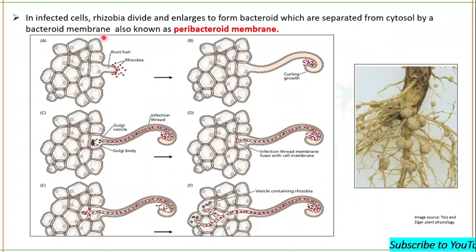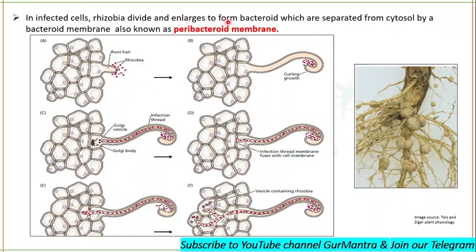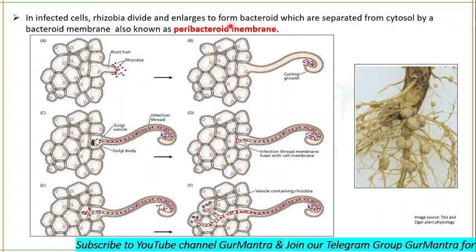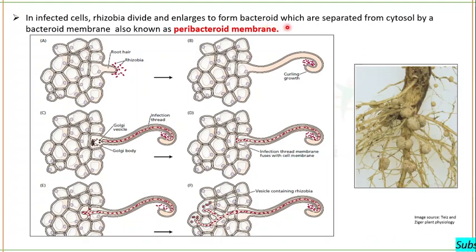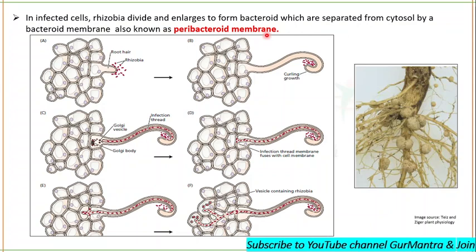Now, the infected cell rhizobium will also divide, and they will enlarge to form the bacteroid. These bacteroids are separated from the cytosol by a membrane, and this membrane is also known as the bacteroid membrane.